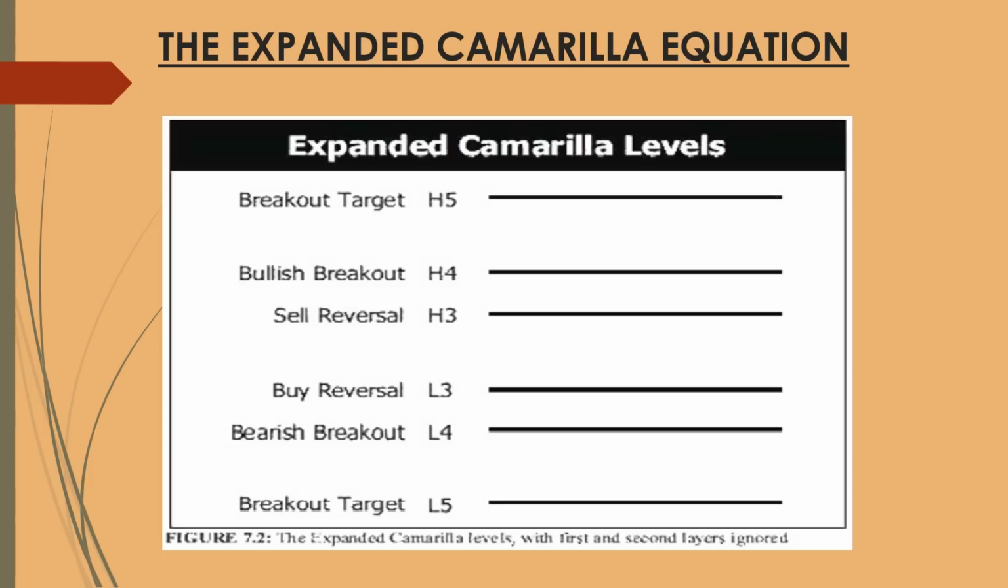The expanded Camarilla levels are H5 and L5. You can see this is the sell level. L3 is the buying level. This is the bearish breakout. This is the bullish breakout. This is the target.